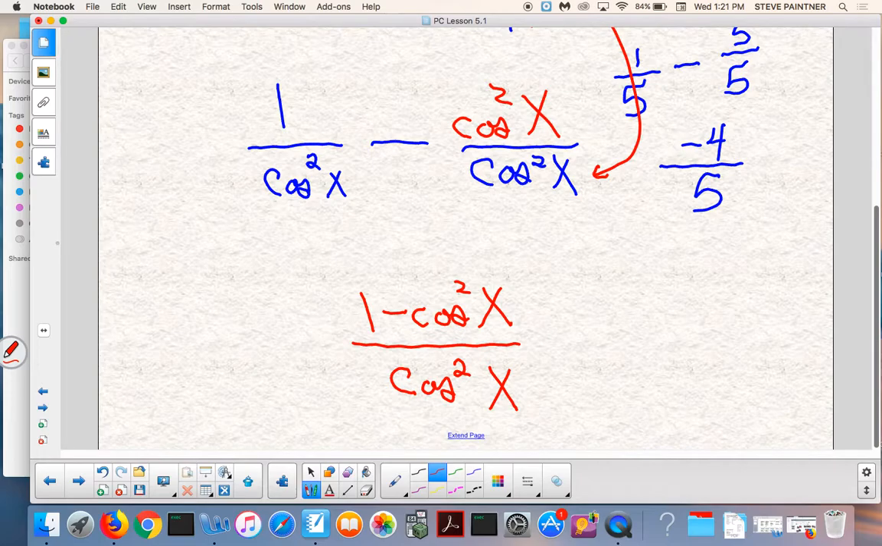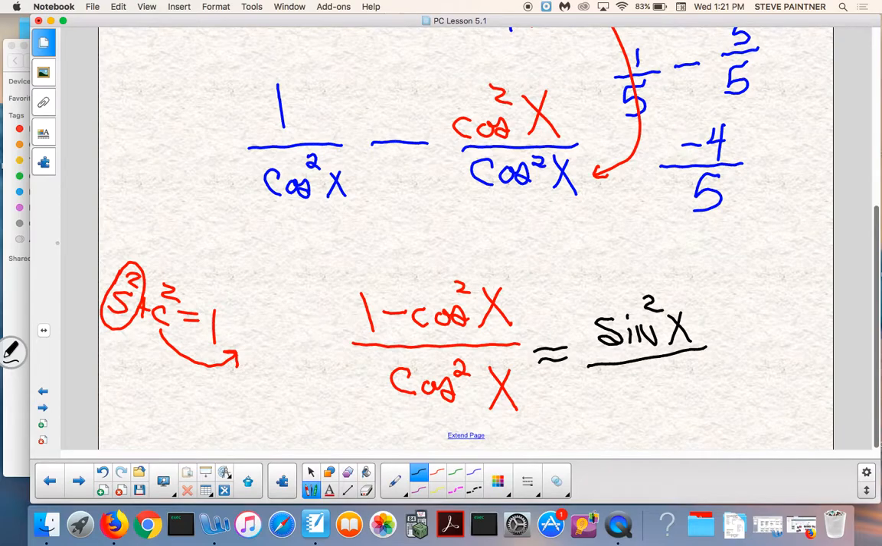Are you recognizing anything on the top? That is your Pythagorean identity, right? Sine squared plus cosine squared equals 1. You have 1 minus cosine squared. Get the cosine over here, and it says 1 minus cosine squared equals sine squared. This is really just sine squared.